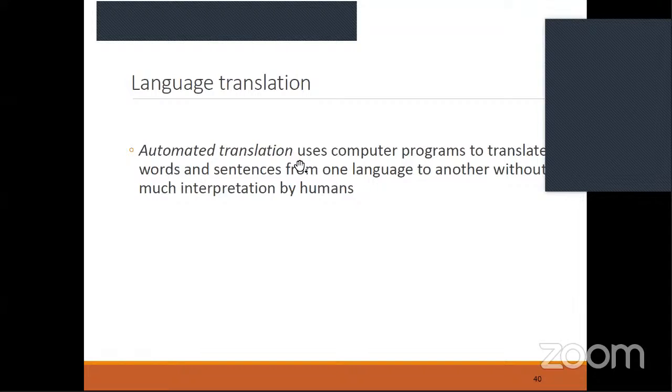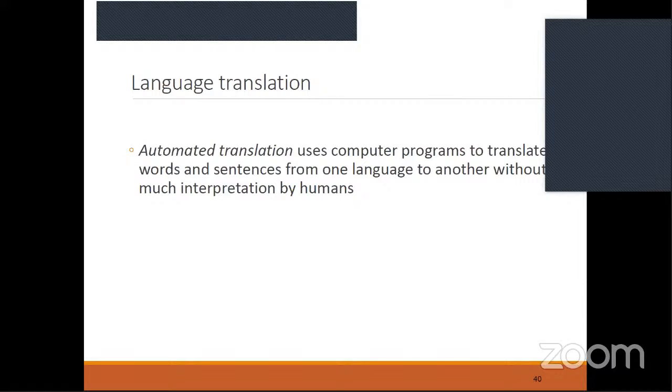Another important application of AI is in language translation. Language translation means converting from one language to another language. Say, for example, we have to convert Kashmiri into Arabic and Arabic into Kashmiri, that is translation, machine translation or language translation. We use computers to translate from one language to another language.